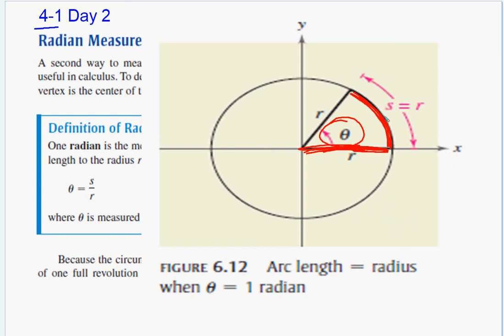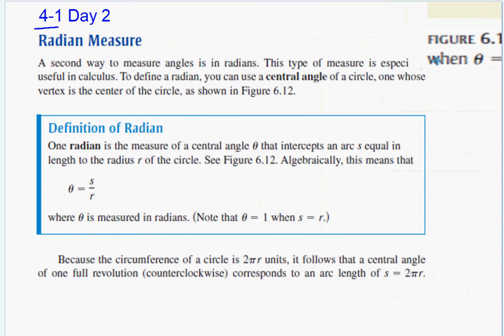So here our S, that's the length of this arc. If I put dots here, that bent arc is exactly the same length as the radius of the circle. That gives us a central angle of 1 radian. So 1 radian is the measure of the central angle theta. That's the Greek letter theta right there. It kind of looks like a 0 that's wearing a belt. That central angle intercepts arc S equal in length to the radius r.